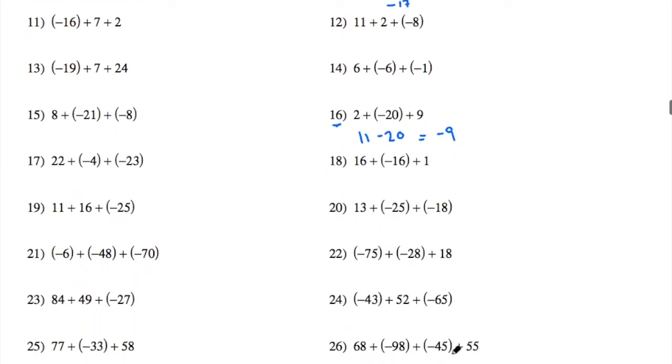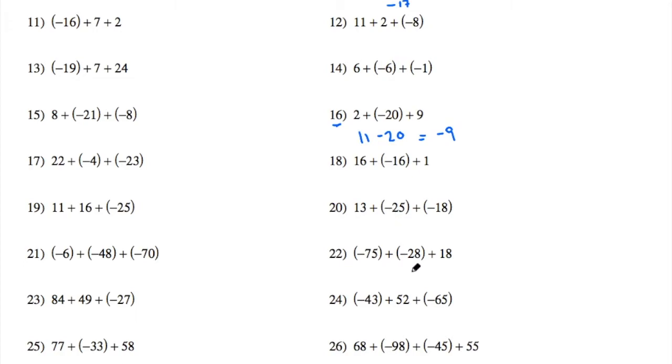So even though the numbers are getting bigger, really you can have a couple of different strategies. Either you're combining all of the same signs first and then combining them together, or you're going in order from left to right, or if you see the opportunity to cancel something out, you can do that as well.